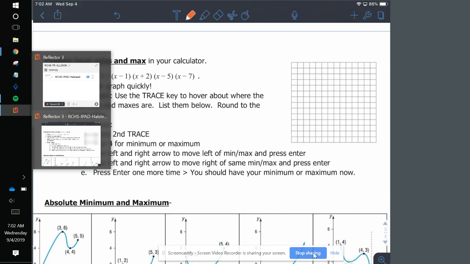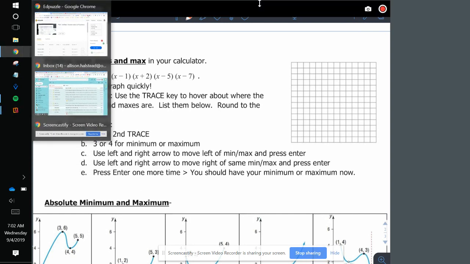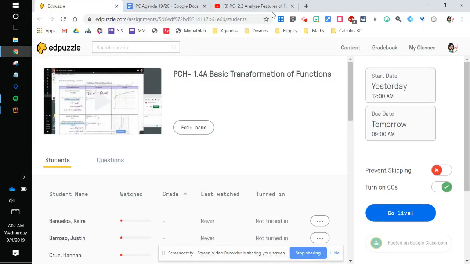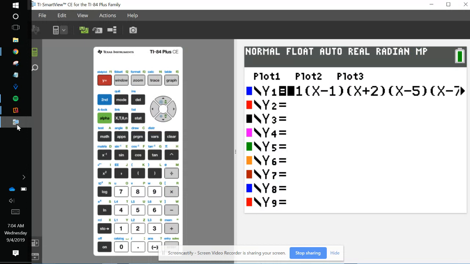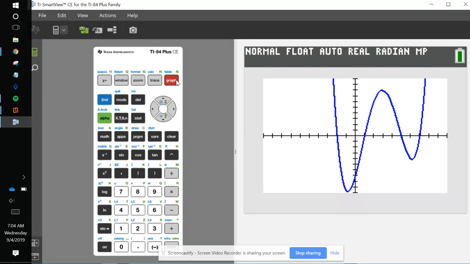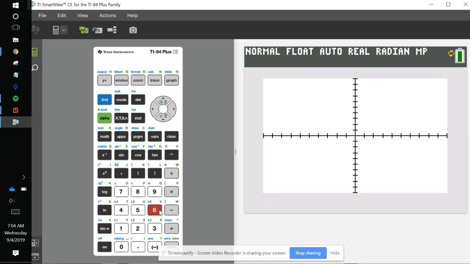Okay, we'll stop. Actually, we'll pause. Okay, so we graph the function in our calculator. You press y equals and then graph. The window should be -10 to 10 and -10 to 10. If it's not, you're going to press zoom 6 and it'll change it back to the standard window. Your graph should look something like this.